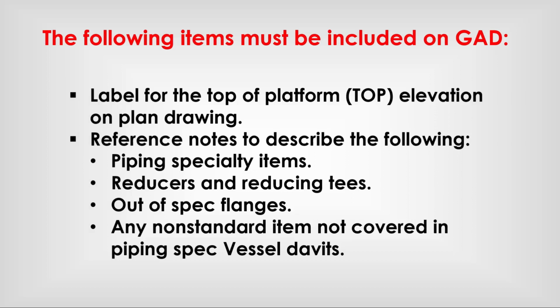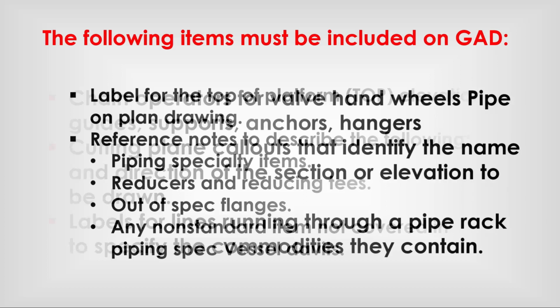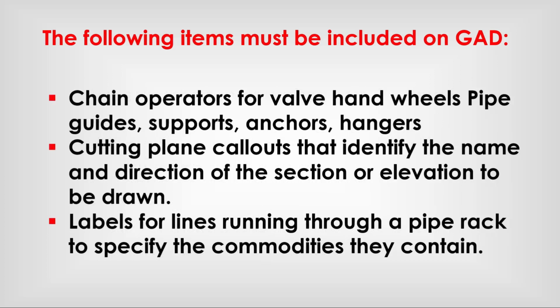Reference notes to describe the following: piping specialty items, reducers and reducing tees, out of spec flanges, any non-standard items not covered in piping spec, vessel davits, chain operators for valve handwheels, pipe guides, supports, anchors, hangers. Cutting plane callouts that identify the name and direction of the section or elevation to be drawn. Labels for lines running through a pipe rack to specify the commodities they contain.